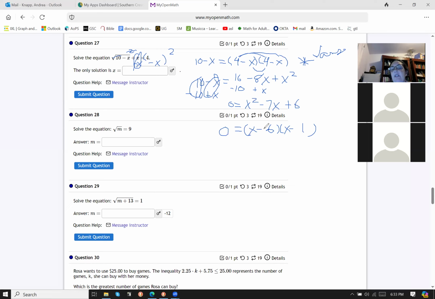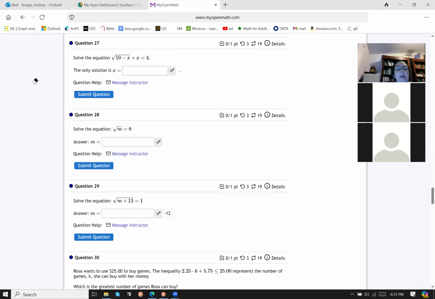And now we set each factor equal to 0. So if we set x minus 6 equal to 0, we would add 6 to both sides and we'll end up with x equals 6. And if we set x minus 1 equal to 0, we would add 1 to both sides and we would end up with x equals 1. And now our last step is to check both answers in the original. We had 6 and 1 that we're going to test back in this original right here.